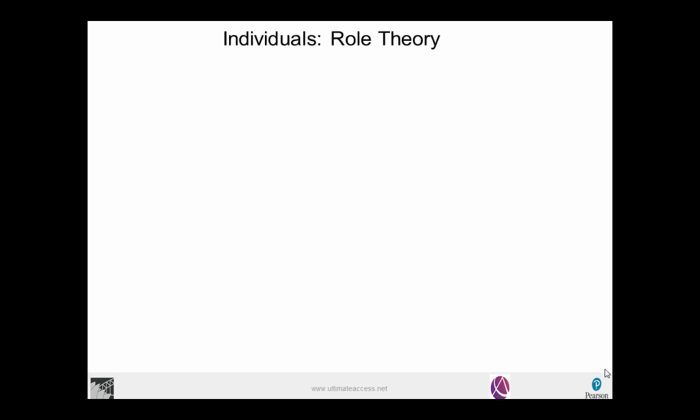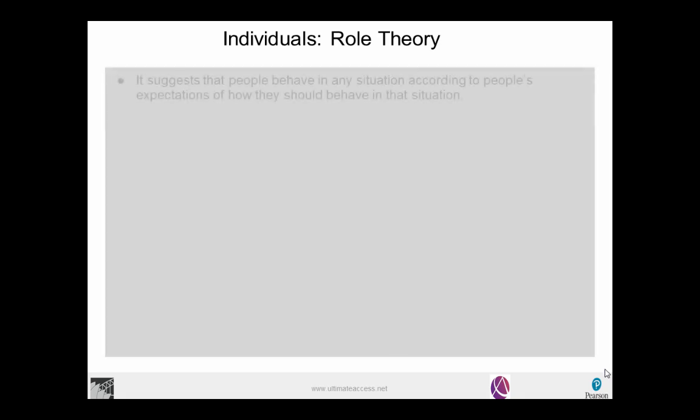Now, individuals, we're going to be looking at the role theory, and this is where you find examinable parts. Now, it suggests that people behave in any situation according to people's expectations of how they should behave in that situation. Now, if you are a parent, then your child would expect you to act in a certain way. If you are a student, then teachers alike would expect you to act in a certain way. So you realize that your role would ideally depict what people expect from you.